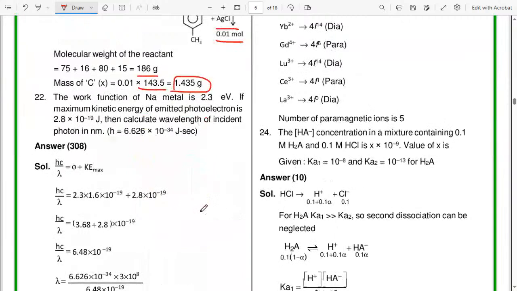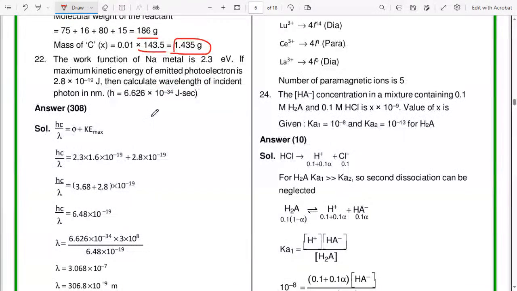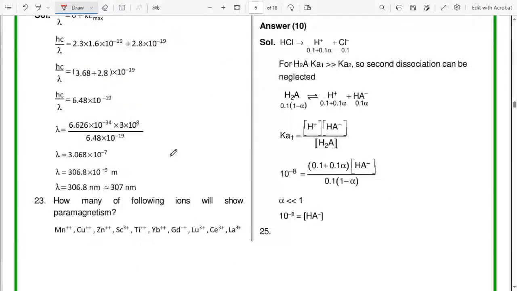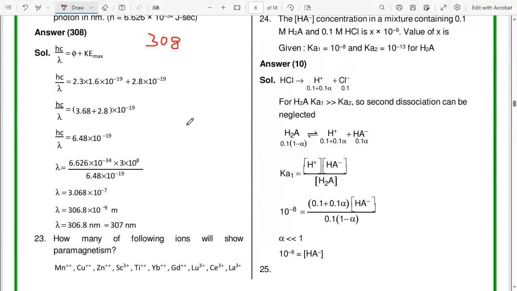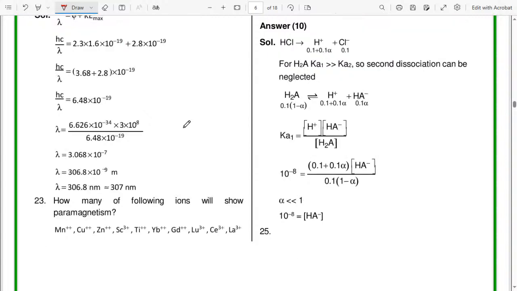The work function of sodium metal is 2.3 electron volts. If the maximum kinetic energy of the emitted photoelectron is 2.8 into 10 to the minus 19 joules, then calculate the wavelength of the incident photon in nanometers. Here h equals 6.626 into 10 to the minus 34 joule seconds. We know it. So the answer is going to be 308. So how do you get this answer? Yes, the solution is given here, students. Please go through the solution. It is nothing but 307. Even if you write 307, 308, or 306, you are going to get the correct answer, full marks.